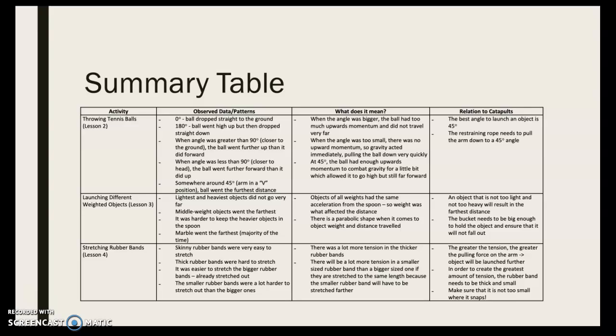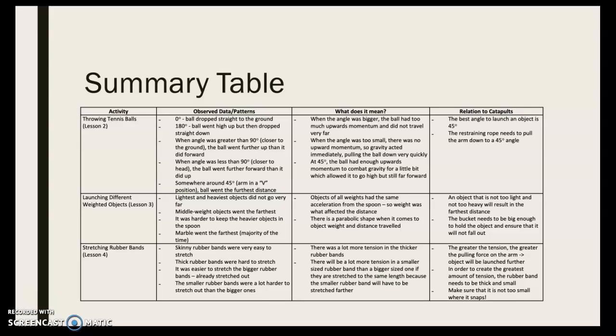Lesson 3, launching different weighted objects. Students will be working by themselves using a plastic spoon to launch objects like a marshmallow, a penny, a marble, a cotton ball, a ping pong ball, and a rubber bouncy ball. They will be facing the wall so they don't hit each other. I plan that out. I don't want them hitting each other.